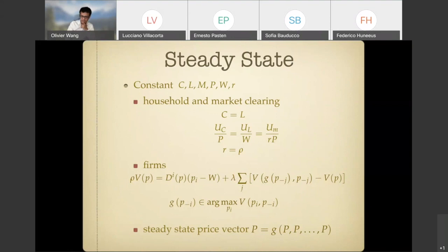Yes. So this is Ernesto Pastén again. From this expression, you can see that having the same lambda for everyone is important, because you have to solve only one fixed problem on the pi and the p minus I.